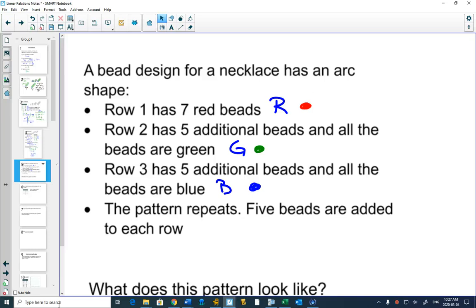A bead design for a necklace has an arc shape. So you have to know what an arc looks like. I know what an arc looks like. Row 1 has 7 beads. Row 2 has 5 additional beads than row 1. So how many beads in row 2? It has 7 plus 5? 12. Row 3 has another 5 additional beads than the previous row. It has 17.